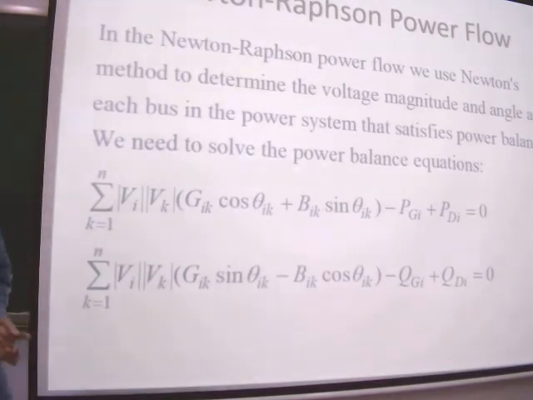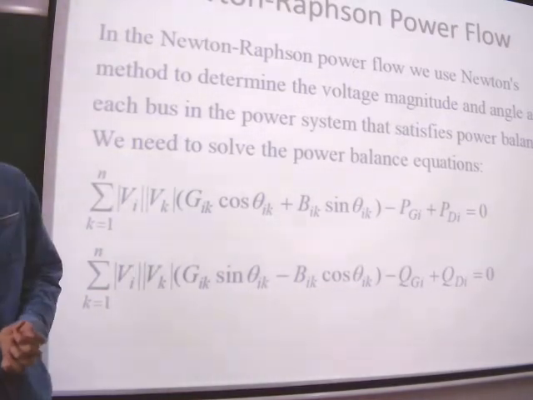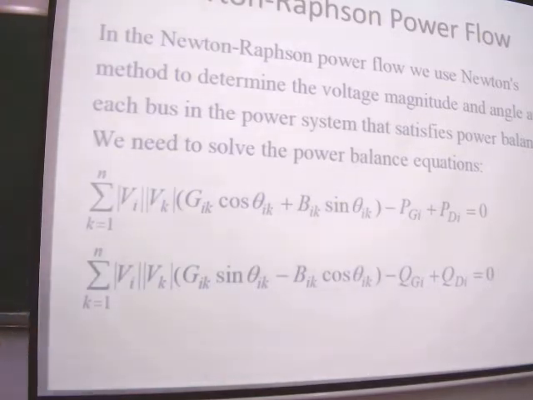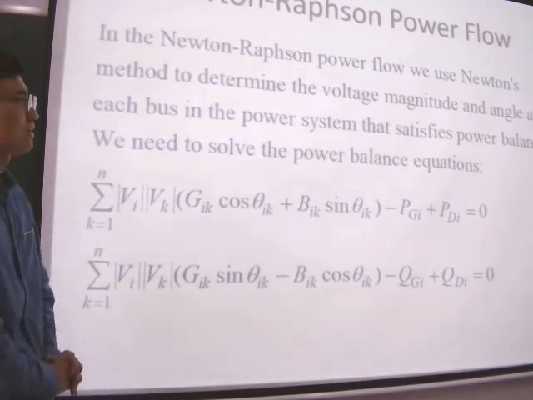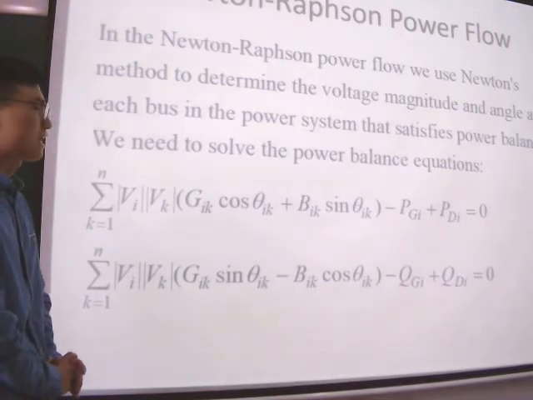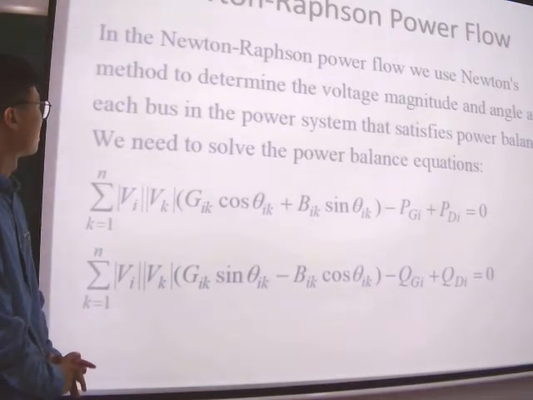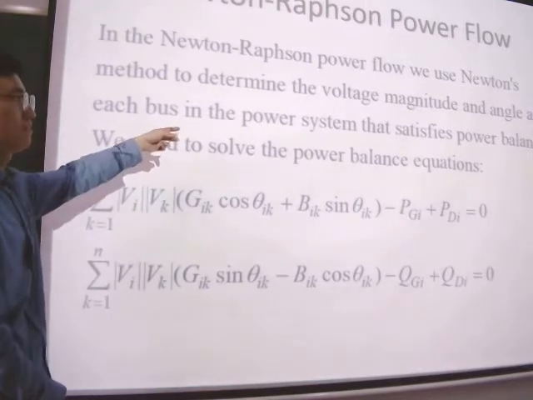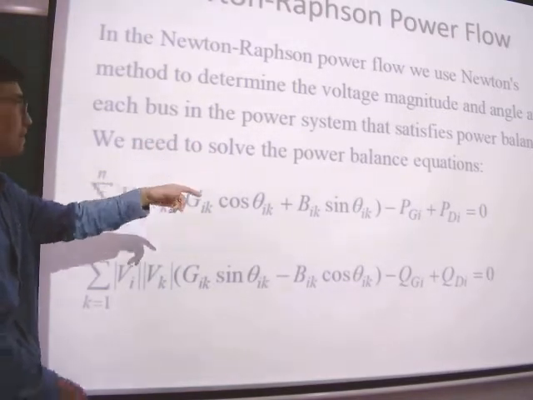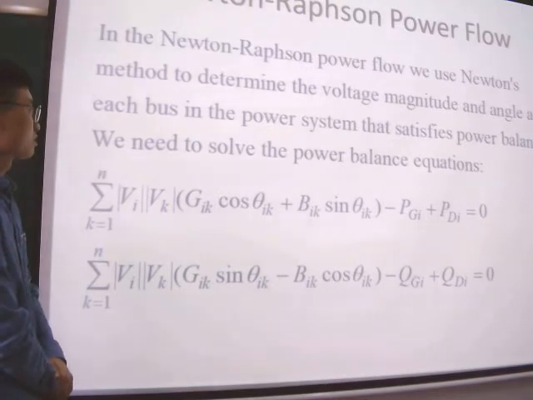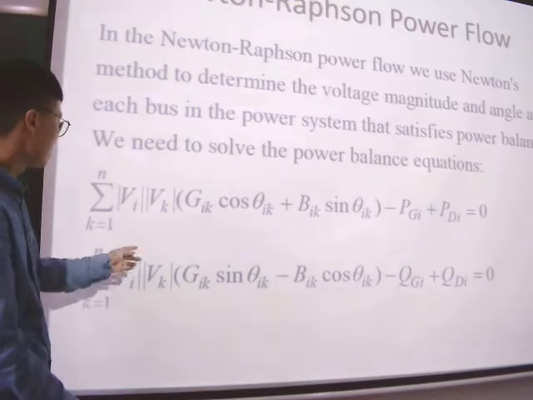Okay, so we were using the Newton-Raphson method, an iteration method, to solve the power flow in this lecture. In the Newton-Raphson power flow, we use this iteration method to determine the voltage magnitude and the angle at each bus of the power system to satisfy the power balance. So we will need to solve the power balance equations for these two.